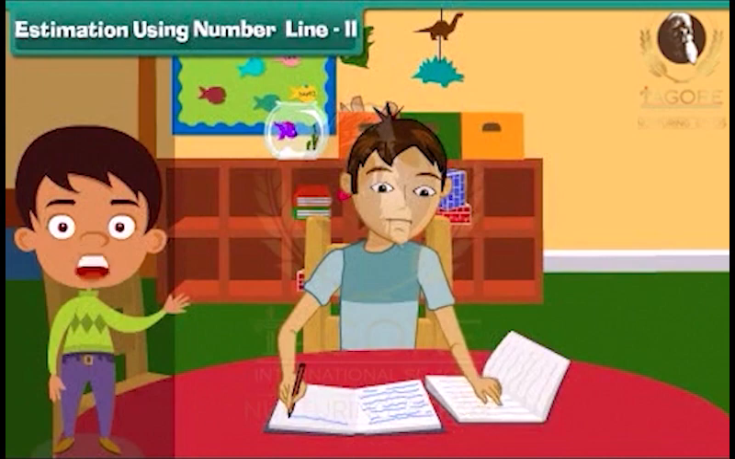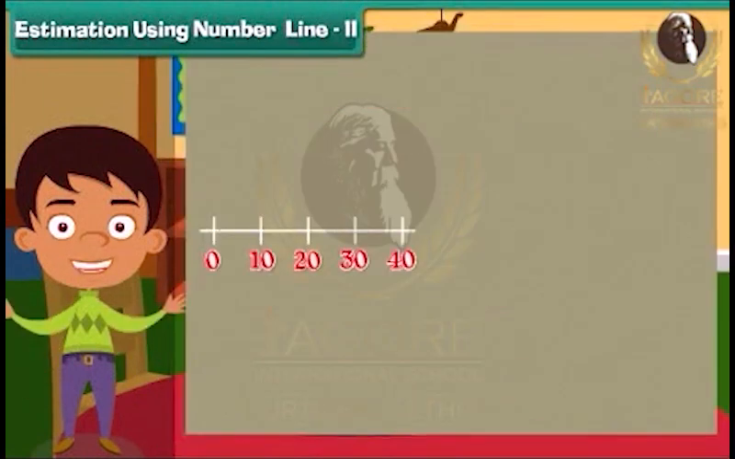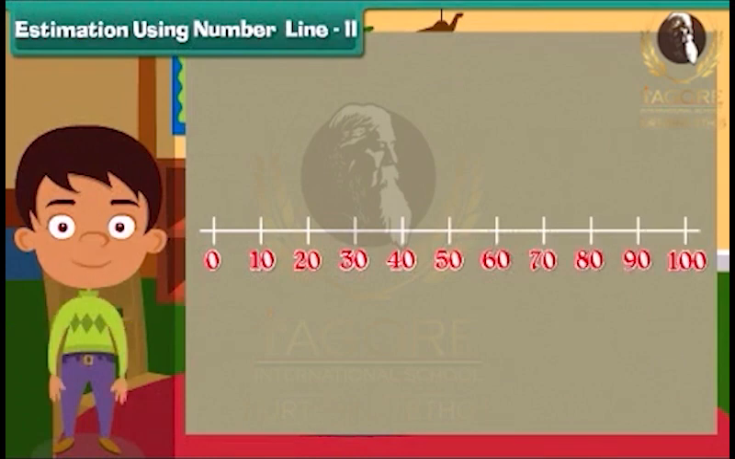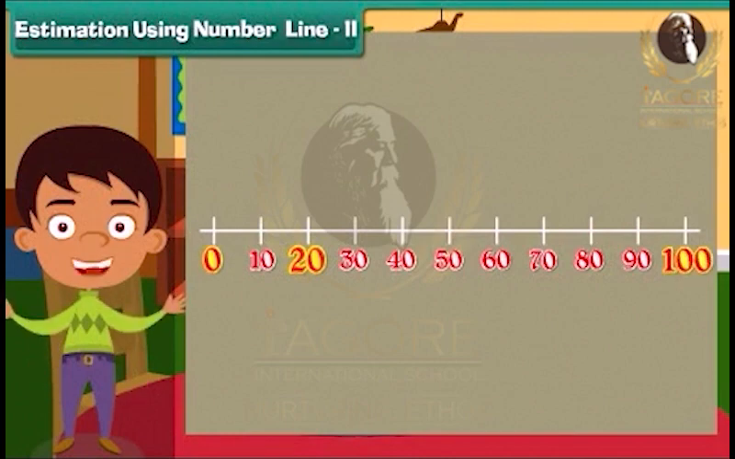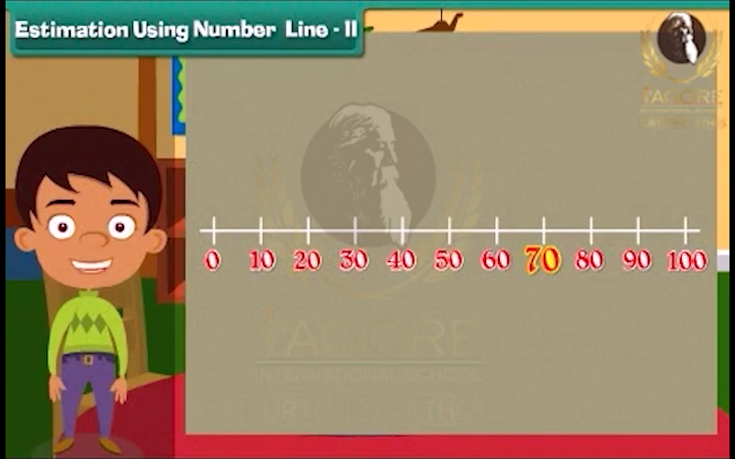Estimation using number line 2. Let us now consider a bigger number line from 0 to 100. Can you guess the position of number 20 on this line? It will be near 0 or towards 100. Yes, it will be near 0. What about number 70? Yes, number 70 will be near 100.